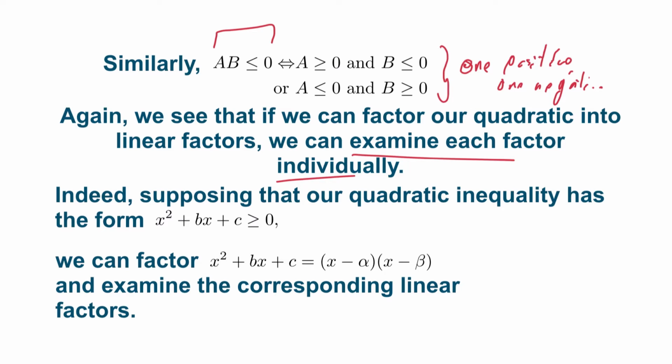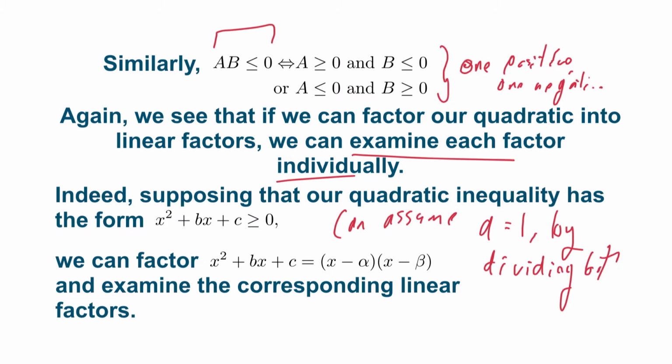So I try to take my inequality and split it up as a product of two factors. One remark, we can assume a is equal to 1 by dividing both sides by a. So I change the coefficients on b and c, but the right-hand side doesn't change because it's 0, so 0 divided by a is still 0, and I turn the leading coefficient into 1.